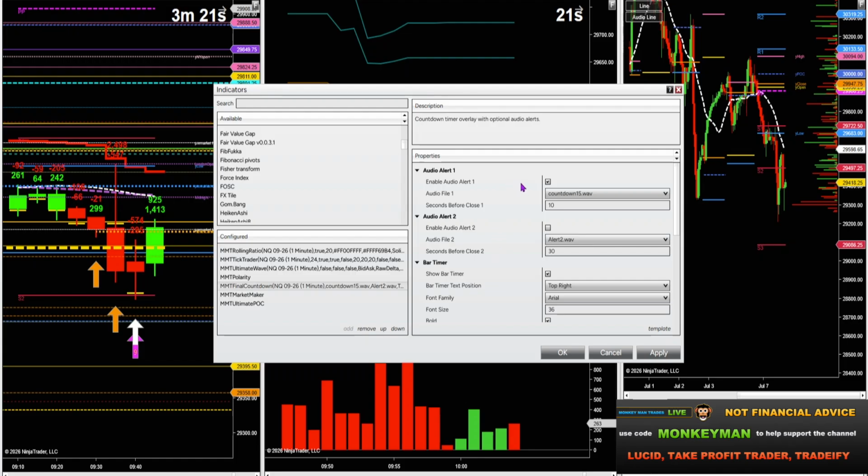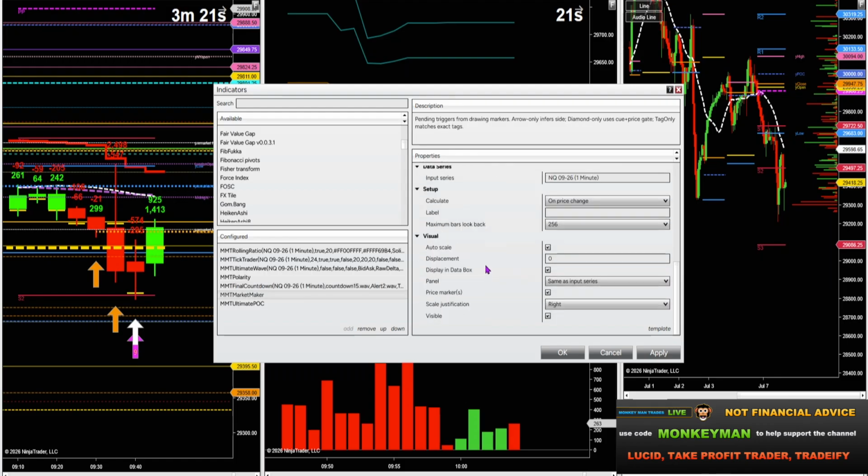I've got the sound alert activated. It's letting me know 10 seconds before the close of every 1-minute candle, which I am finding very helpful. Then I make sure and pay attention every time a 1-minute candle is about to close, so I can make some good trading decisions. On the 5-minute, I've got a 30-second alert enabled. That way they're not firing off at the same time.